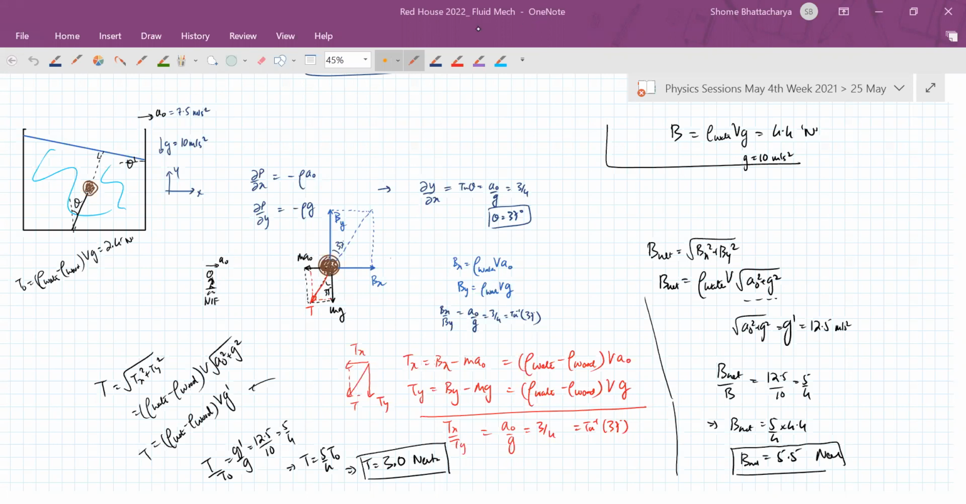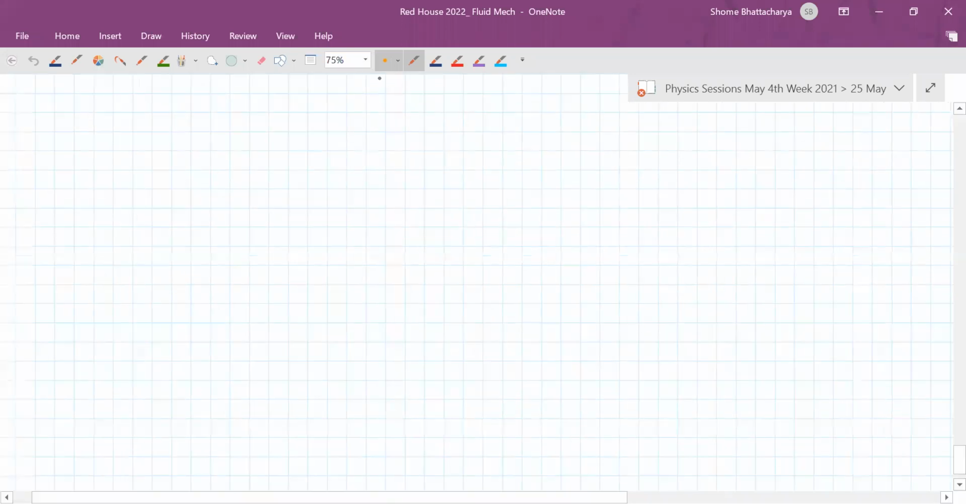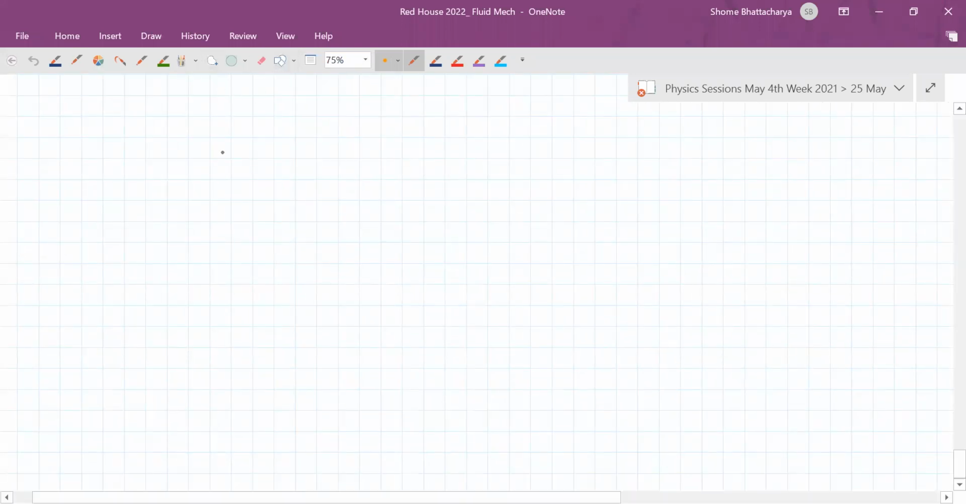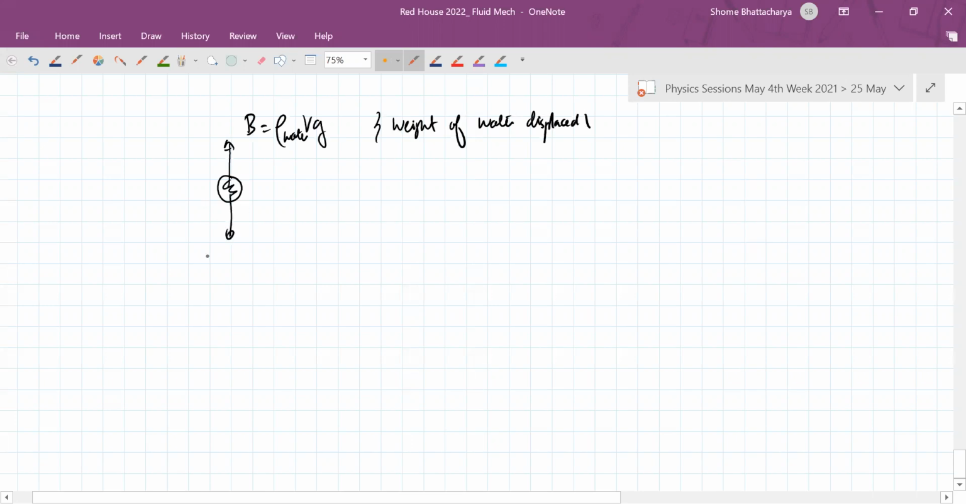Okay, so let's understand a simpler way we can solve this whole situation once you are clear with the whole concept here. So in the non-accelerated case, you can see that buoyant force is density of water into V into G. That is weight of water displaced. So you have that standard equation that we just discussed.